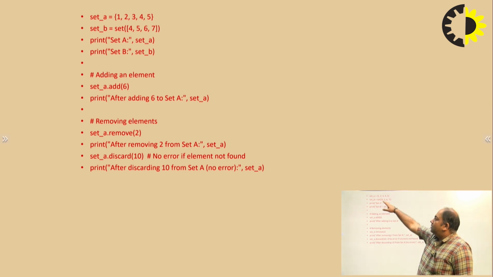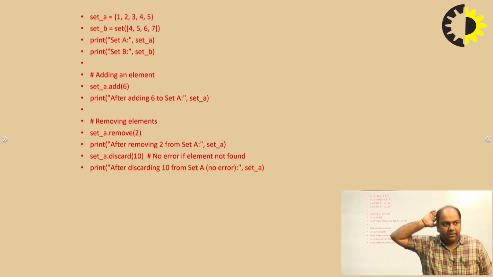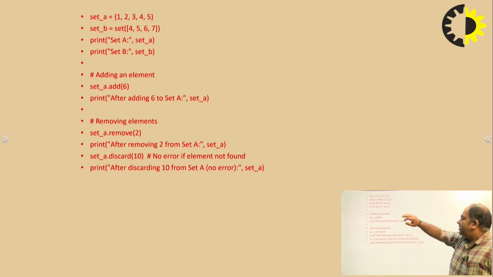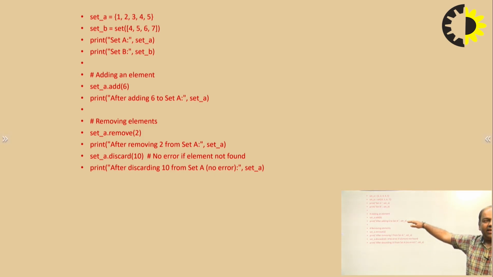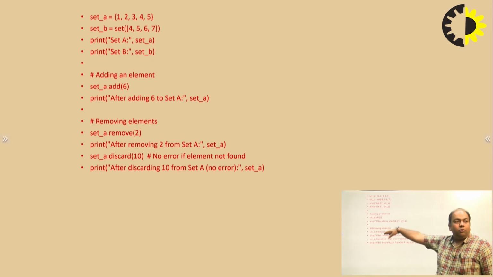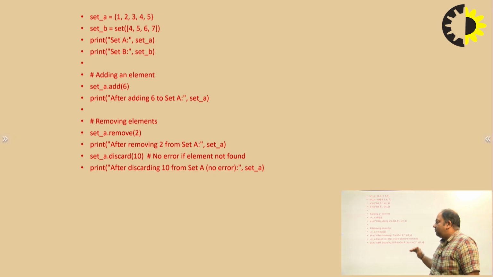For printing set A and set B, we just use a print statement. For adding an element, we just use add. Set A, maybe add 6. After adding to set A, it will become 1, 2, 3, 4, 5, 6. If we want to remove an element, we just write the keyword remove, and if we want to discard, then we use the function name discard.